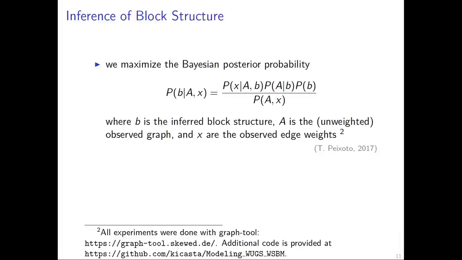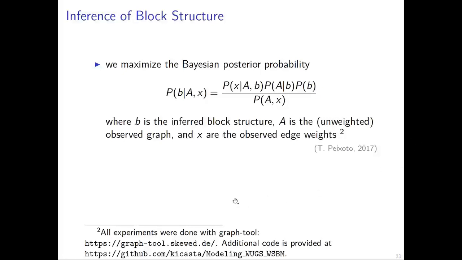Now, how do we infer the block structure on the observed graphs? We maximize the Bayesian posterior probability of the block assignment given the observed graph A and the observed edge weights X. And this posterior probability is computed by multiplying the likelihood of the edge weights with the likelihood of the unweighted graph and the prior probability of the parameters, the block assignments, and dividing this by the evidence, which is the total probability of the data summed over all model parameters.